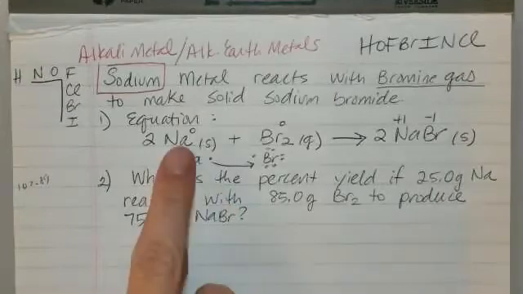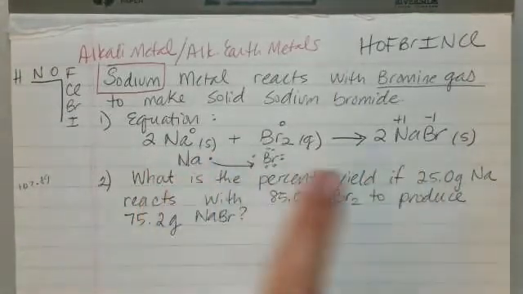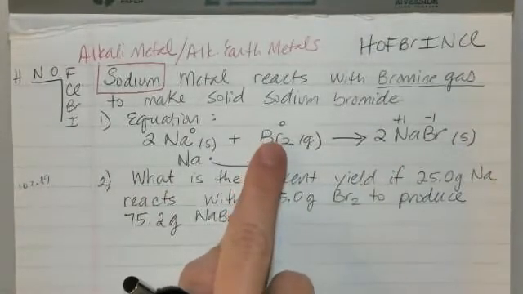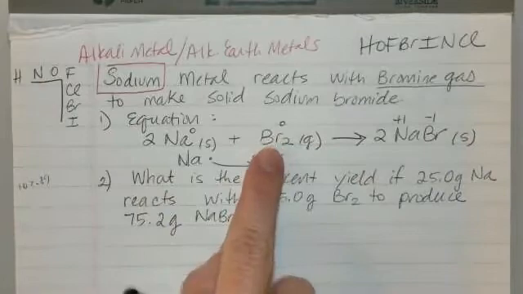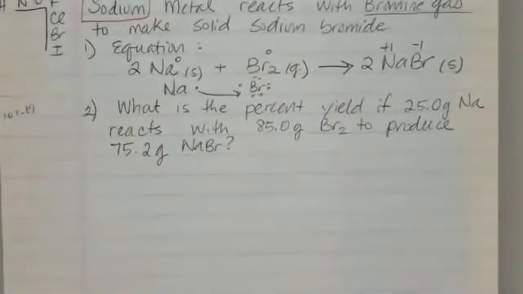And again, you could substitute potassium, lithium, cesium. It would all work the same. Same with the halogen. It could be fluorine, chlorine, bromine, iodine, right? All of the halogens, it would work exactly the same. All right, so we've got a balanced equation.